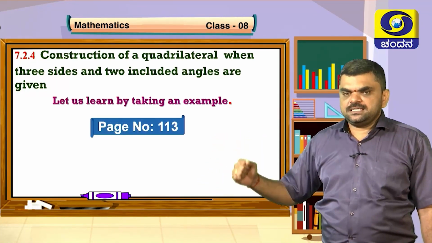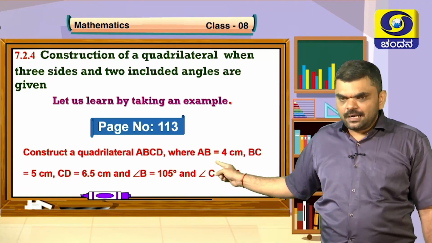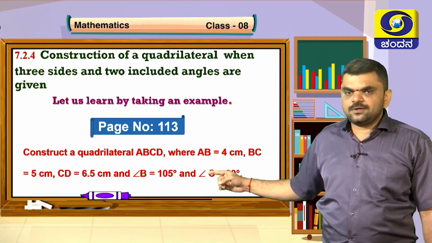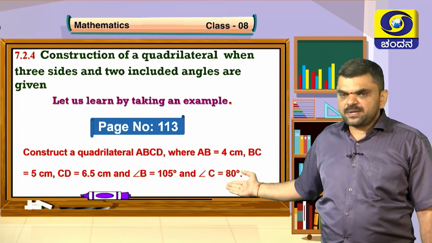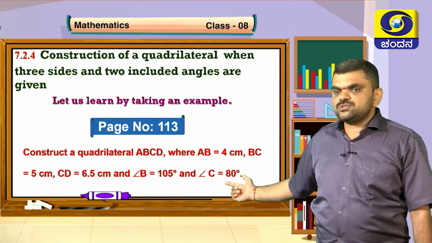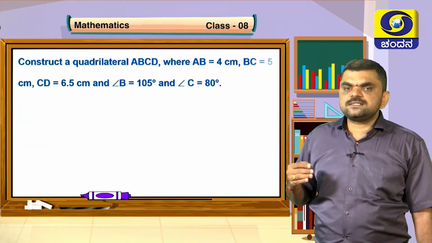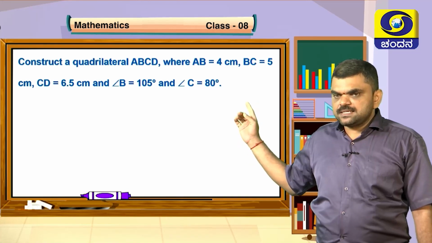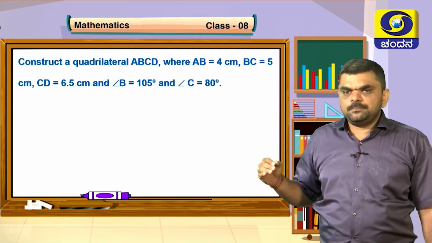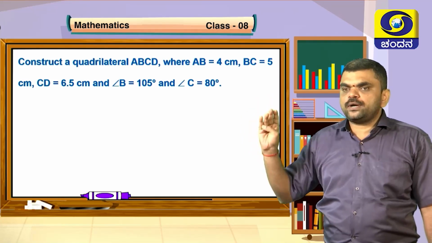The example is on page number 113 in your textbook, children. Construct a quadrilateral ABCD where AB is equal to 4 centimeter, BC is equal to 5 centimeter, CD is equal to 6.5 centimeter, and they have given 2 included angles also, children. Angle B is 105 degree and angle C is 80 degree. So now we have to construct a quadrilateral such that AB is equal to 4 centimeter, BC is equal to 5 centimeter, CD is equal to 6.5 centimeter and angle B is equal to 105 and angle C is equal to 80 degree. These 2 are the included angles.